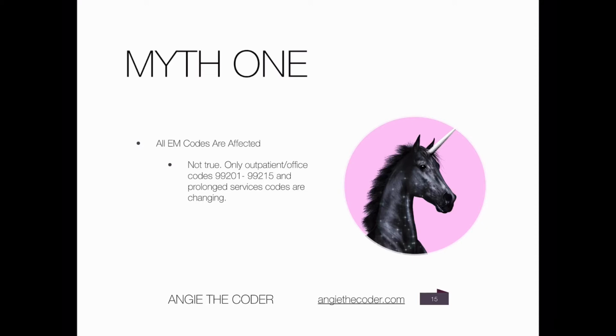The good news is that only the outpatient office codes are affected by the 2021 changes. Those are codes 99201 through 99215, and also the prolonged service codes are also affected. There are going to be some changes with those as well. We're going to have an entire video on the prolonged service stuff for you. It's not hard. You'll like it, I promise you. But yeah, there was kind of a major change there. So the only codes changing are 99201 through 99215, and also the prolonged services codes. So, busted myth number 1.